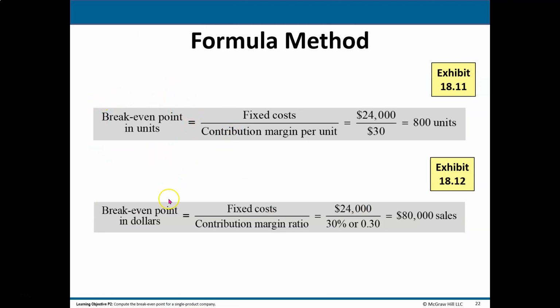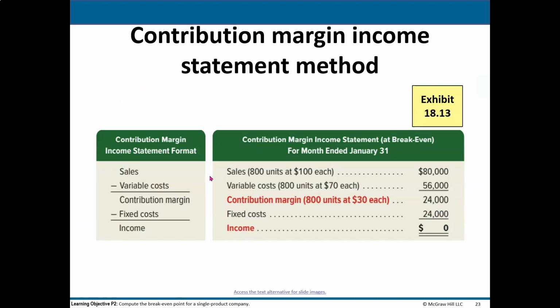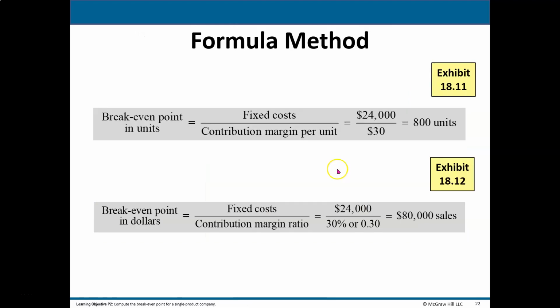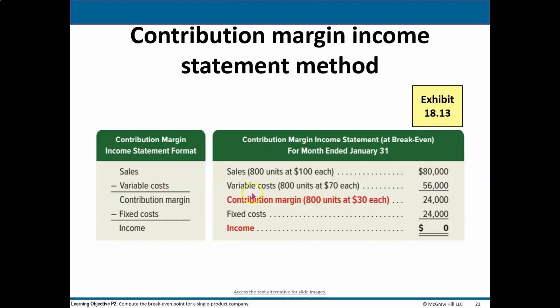But for calculating just a break-even point in units and dollars, the formula is best. For a lot of other things, it would be preferred to use a contribution margin income statement at break even. And for break-even points, we can look at here and confirm that it takes 800 units to break even. So I need to sell 800 footballs at $100 each for $80,000 in sales. So let's look at the contribution margin income statement.